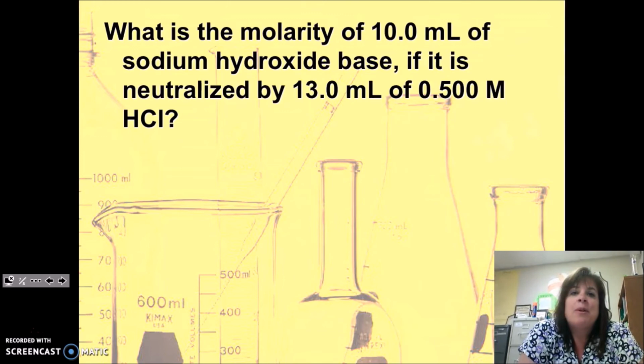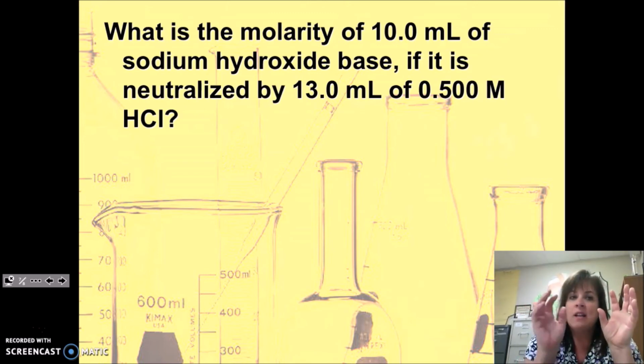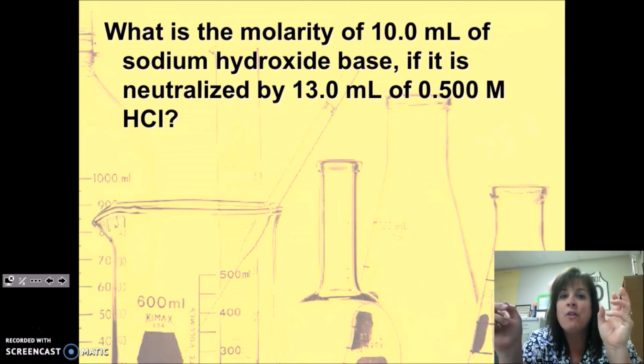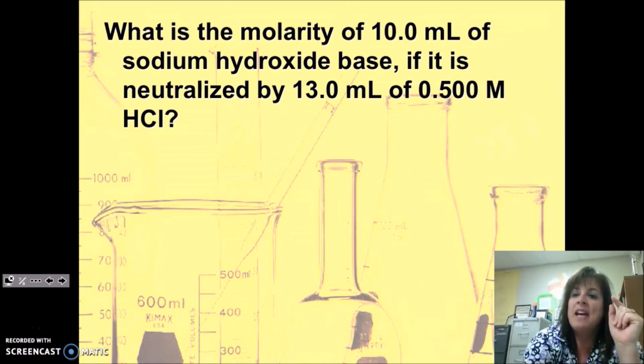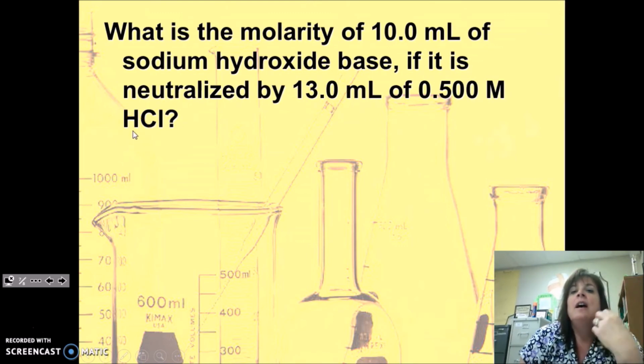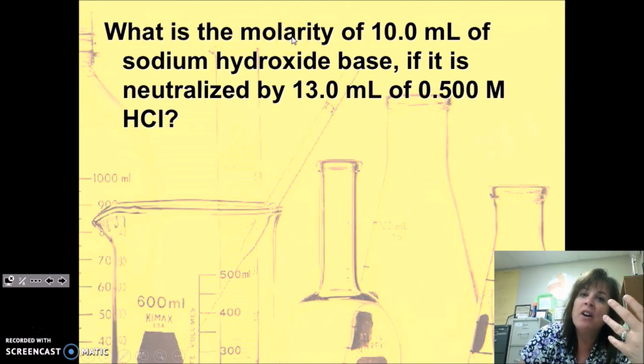All right, so let's look at an example calculation. I want to know the molarity of 10 milliliters of a sodium hydroxide base if it's neutralized by 13 milliliters of a 0.5 molar hydrochloric acid solution. All right, so it's MA, number of H's, is equal to MB, number of OH's. So my MA is this 0.5 molar hydrochloric acid solution. There's my VA, and my number of H's is 1 because there's only one H in hydrochloric acid. My MB is what we're trying to find. That's my unknown. There's my volume of base, or my VB, and it's sodium hydroxide, which just has one OH.